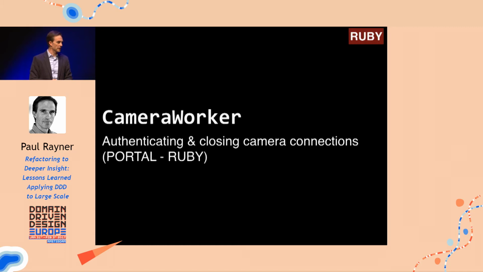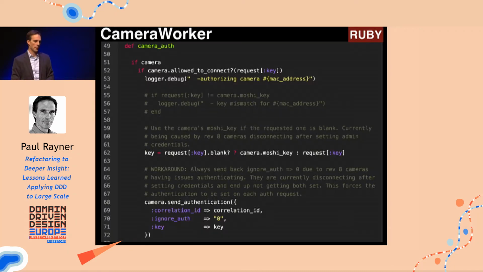So let's look at an example of that. This is the camera worker. It's responsible for authenticating and closing those camera connections and being aware of that on the Ruby side. So we have a camera auth method, and the very first thing it says is if camera, and then if camera is allowed to connect. So far so good, right? This is Ruby code, it's quite readable.